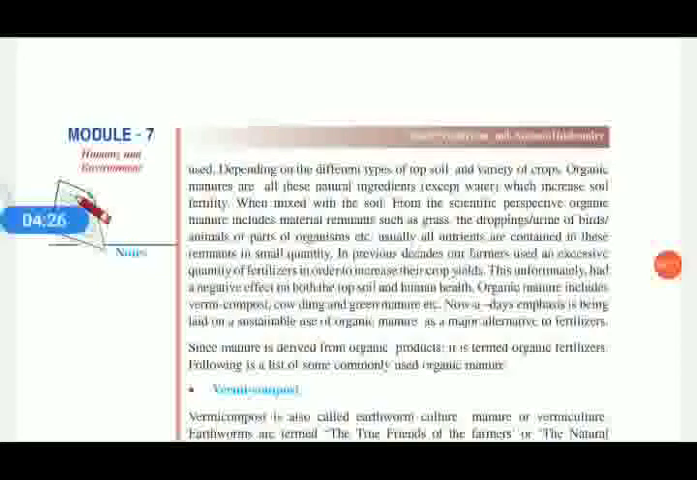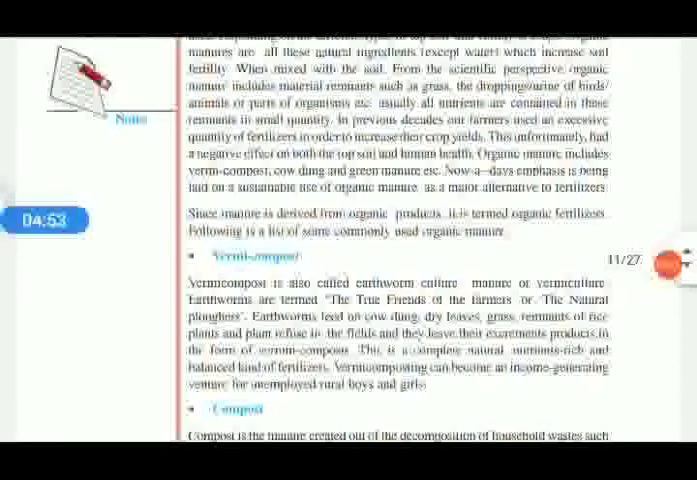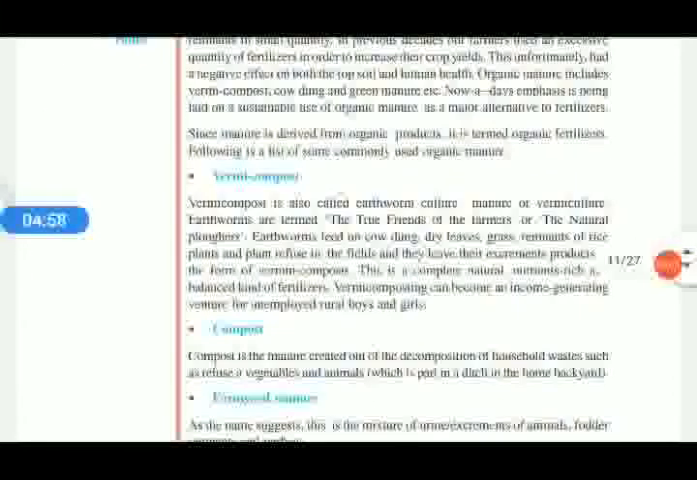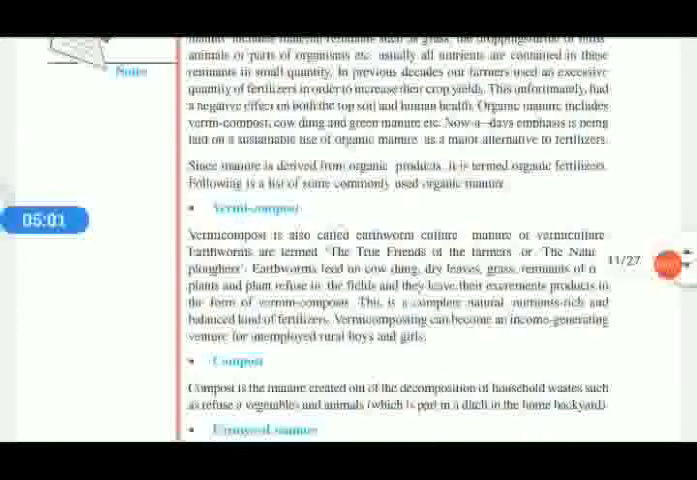And also, this biomass or organic manure is eco-friendly. It will not adversely affect the productivity or fertility of soil. So it increases the productivity and fertility of soil, and it will not affect the environment badly. The main organic fertilizers are vermicompost, compost, and farmyard manure. Vermicompost is also compost.